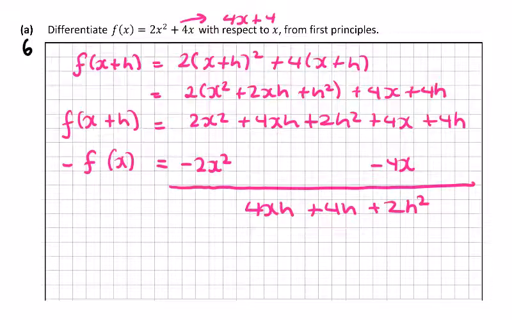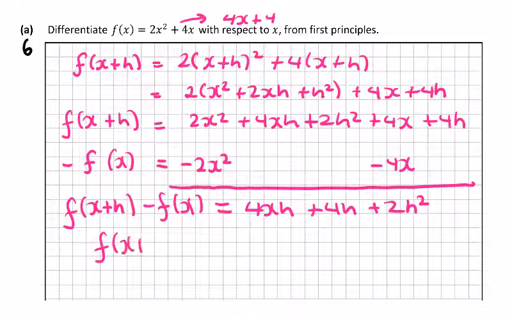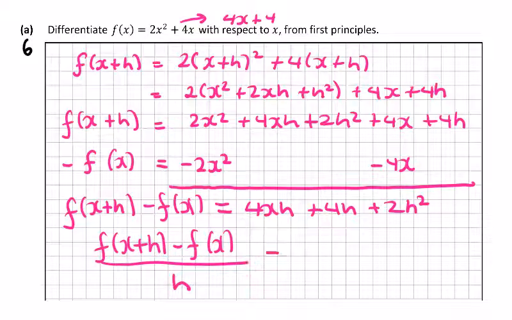Why are all these h's here? In f of x plus h minus f of x. Don't take any shortcuts here because we need to divide by h now. So I'm going to write it again. f of x plus h minus f of x, all divided by h, is equal to 4x plus 4. There's your answer appearing. Plus 2h.